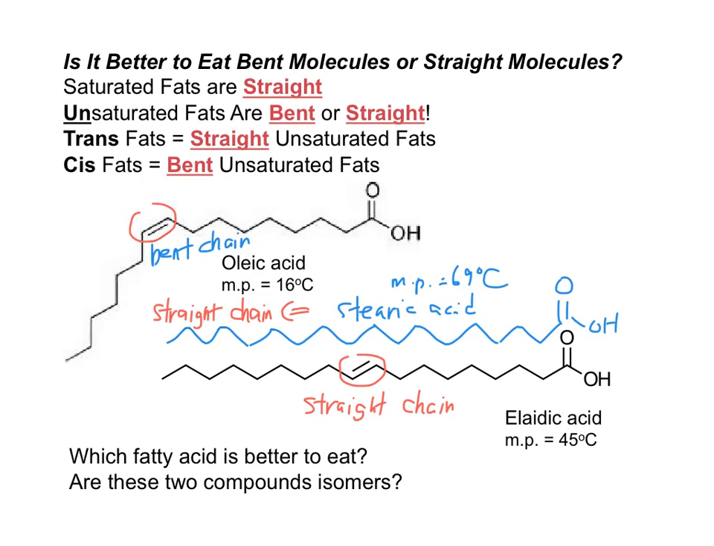Our body temperature is 37 degrees Celsius, so stop the video and figure out which fatty acid is better to eat. And the answer is to look at the melting point. Note that the bent unsaturated fat oleic acid has a melting point of 16 degrees Celsius. This fat is a liquid at body temperature. The straight fats, stearic acid and elaidic acid, have melting points above body temperature. These fats exist in the solid state at body temperature.